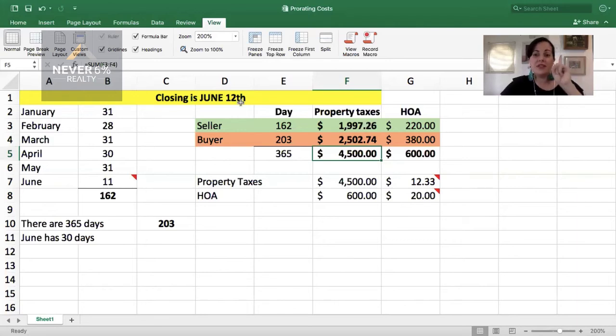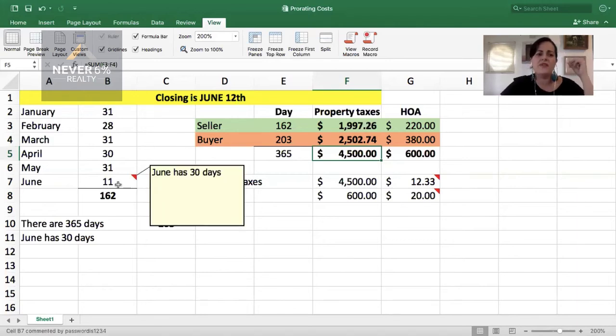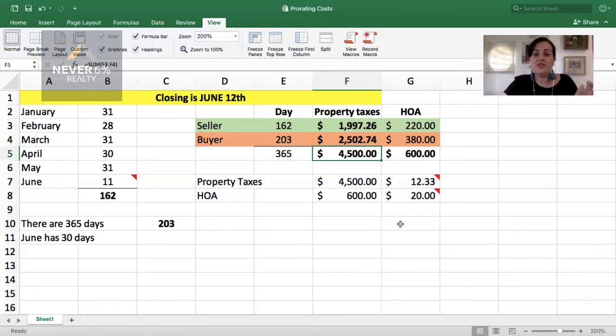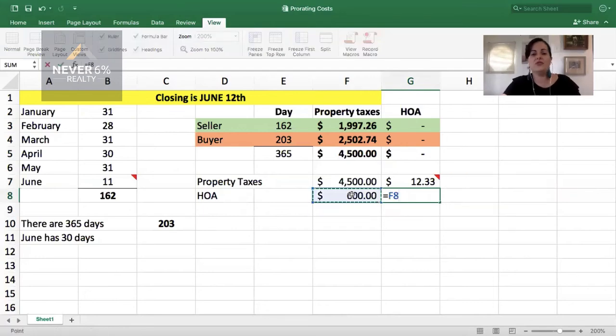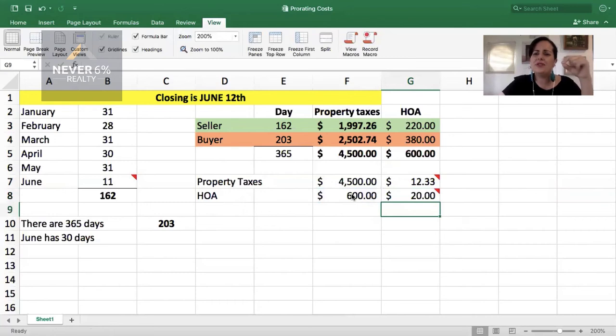That's the reason why the first thing you have to do is figure out how many days you have in June. Well, June has 30 days. Now, obviously, like I said, there is software that does this, but this is how you would explain it to your client, like an approximation. And you say, okay, out of those 30 days, 11 days are the seller's responsibility. And the rest of the days are going to be the buyer's responsibility. So the first thing you do, you divide the total cost, and let's do it together. I'm going to do equals 600, which is the monthly, divided by 30. And this is going to give you the daily rate of how much the association costs.